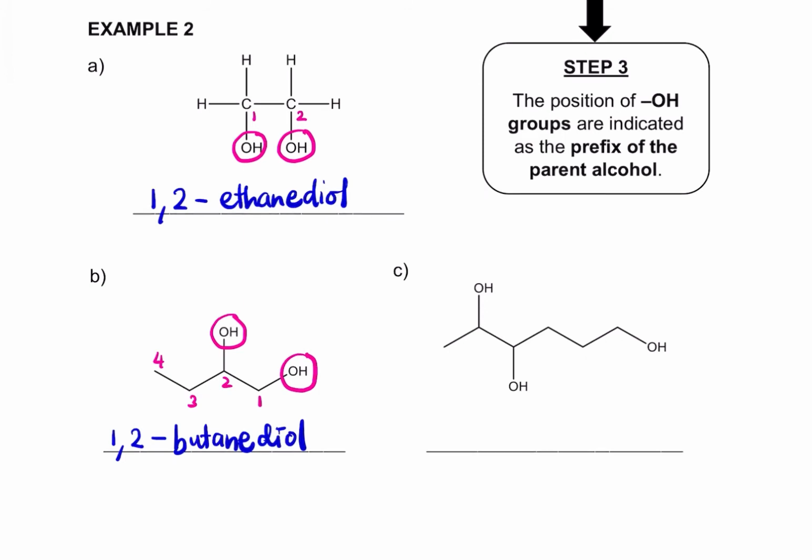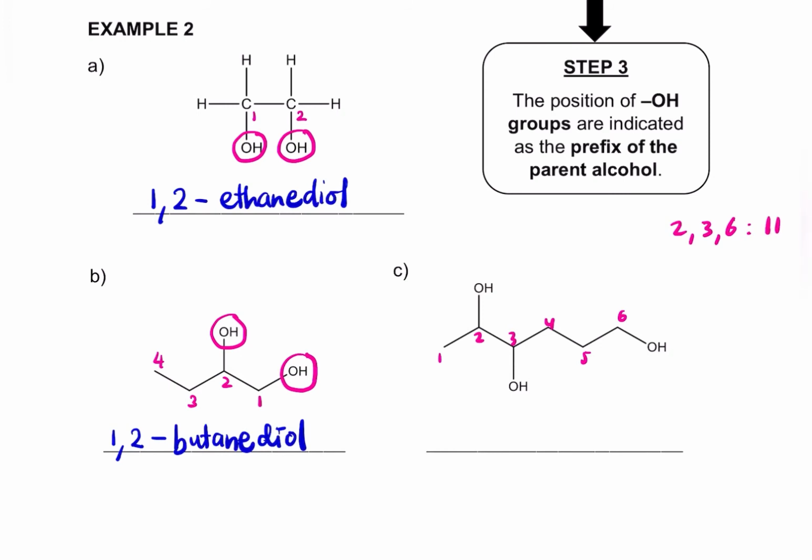I'm going to start from the left side first. So I got 1, 2, 3, 4, 5, 6. So my alcohol is at carbon number 2, number 3, and number 6. The total will be 11.